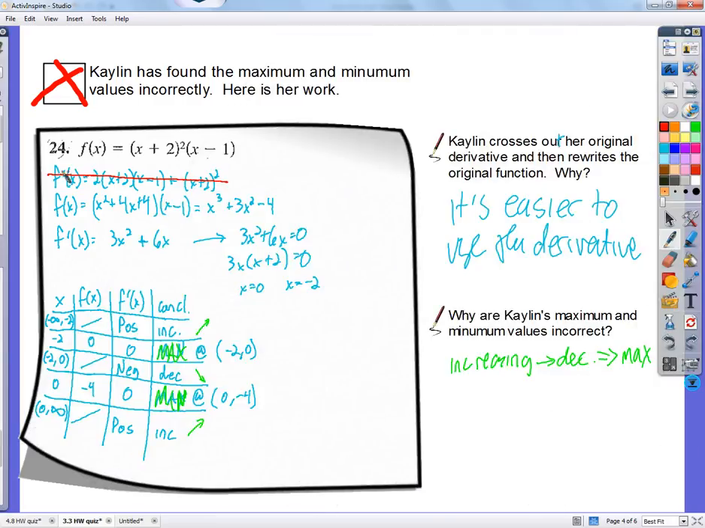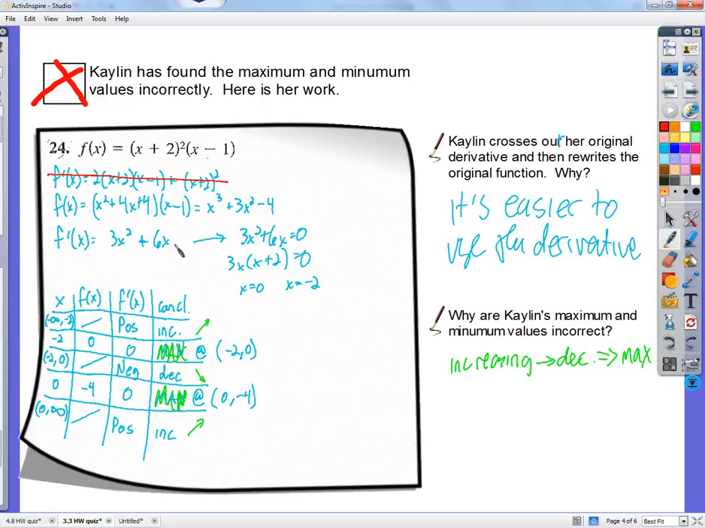So I took the derivative, decided not to take the derivative that way, a little too complicated, okay? So I took the original function, multiplied it out, x plus 2 squared, x squared plus 4x plus 4 times x minus 1. We multiply those together, we get x cubed plus 3x squared minus 4. Okay, take the derivative, 3x squared plus 6x.